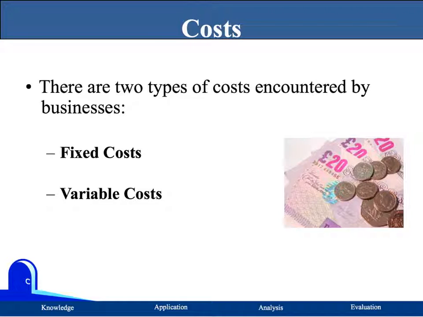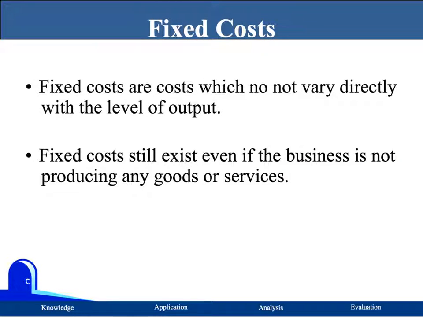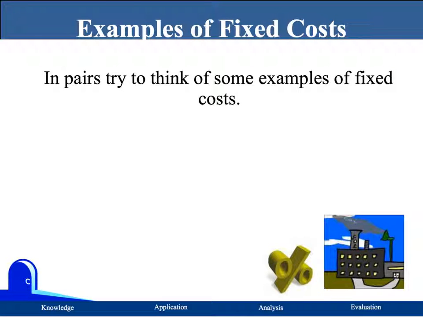We will now look at two different types of costs a business will face. These are fixed costs and variable costs. Fixed costs do not change in relation to output. Okay, so some examples of fixed costs. Think of costs that a business will have to pay regardless of how much they are producing or providing.